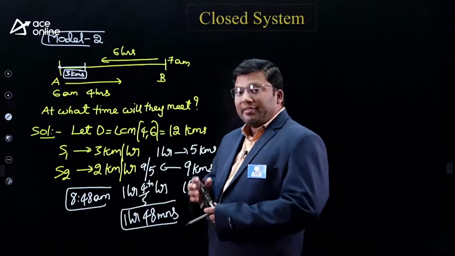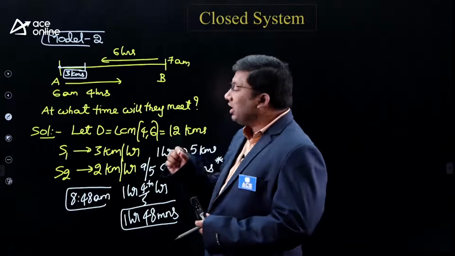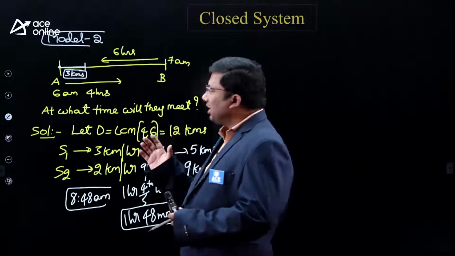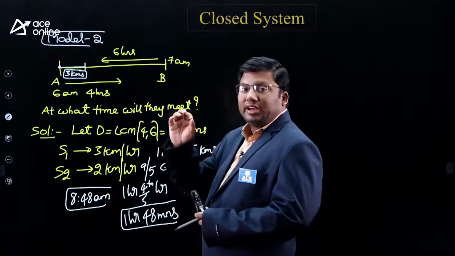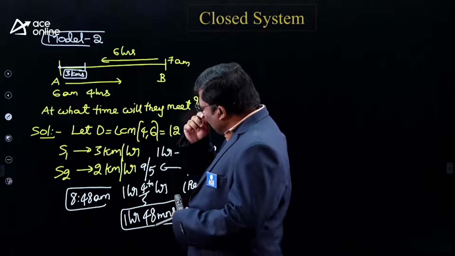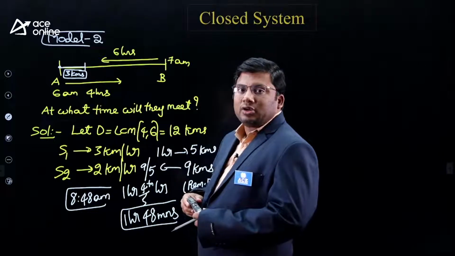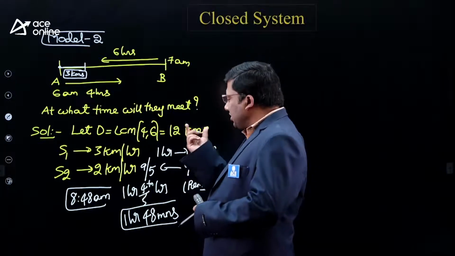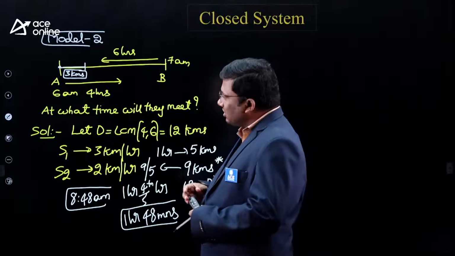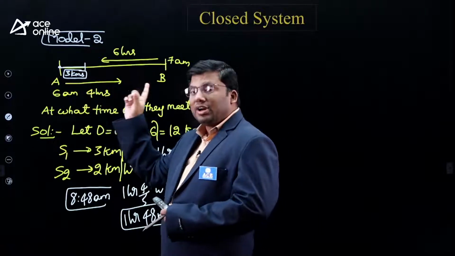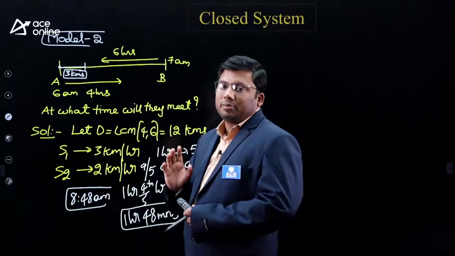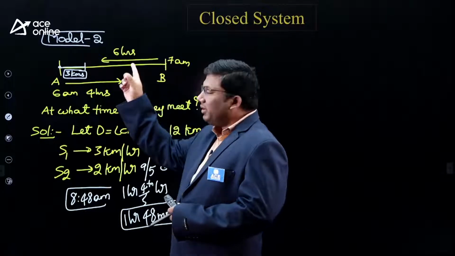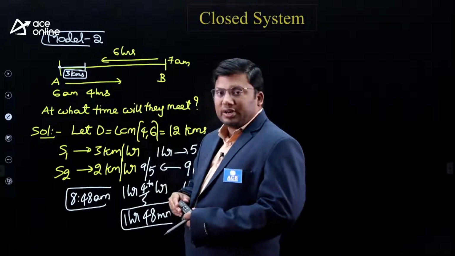Again, I am explaining. In model number 2, both the trains are starting at different times. It is 6 a.m., it is 7 a.m. So we need to keep that into consideration. Now see here, let D equal the LCM of 4 and 6, which is 12 kilometers. S1 will become 12 kilometers in 4 hours, 3 kilometers per hour. 12 kilometers in 6 hours, 2 kilometers per hour.